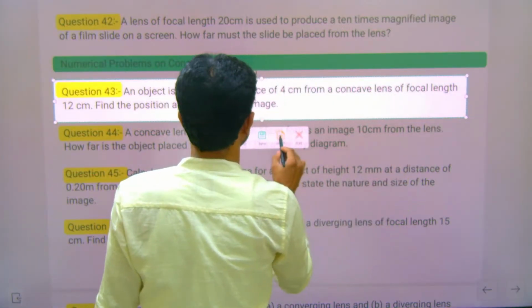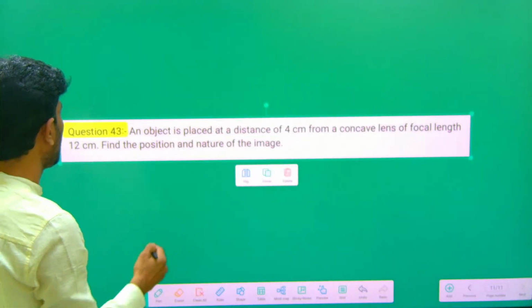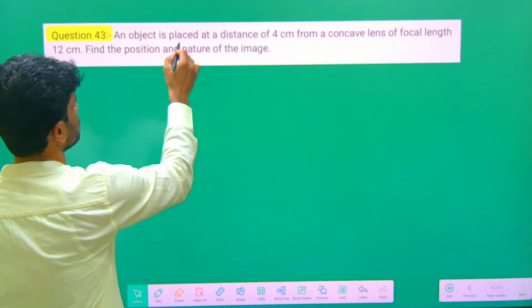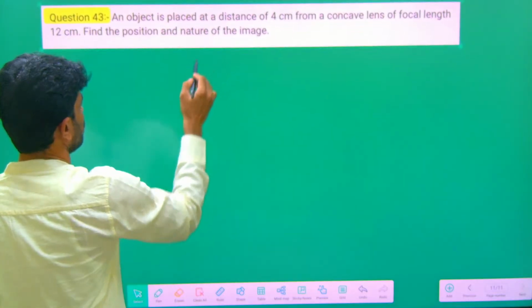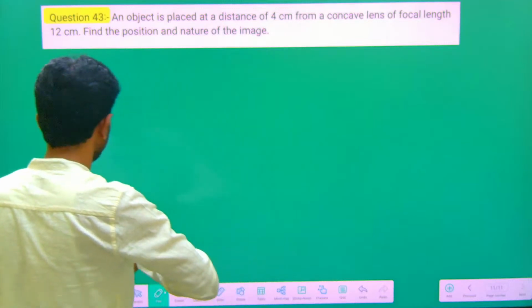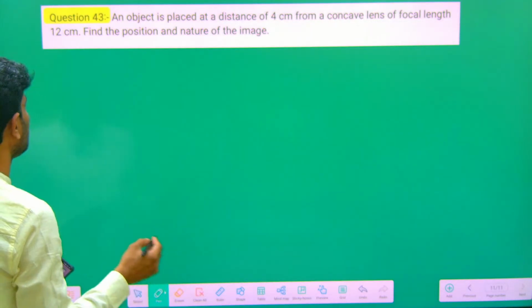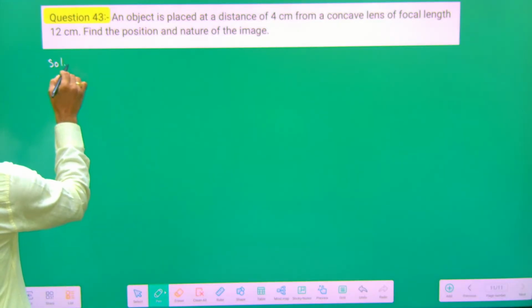Concave lens is similar to convex mirror. Only two positions will be there. You will be having only virtual and direct images in the two positions. So now here, what information is given? An object is placed at a distance of 4 centimeters. So object distance is given.